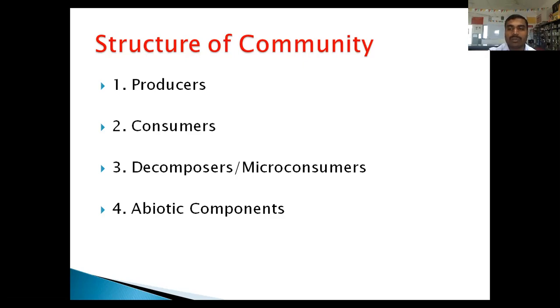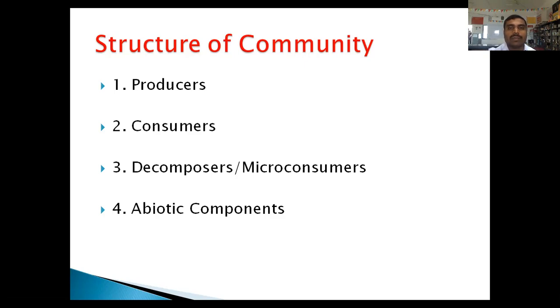They may be primary consumers, meaning they directly depend on plants. Then secondary consumers, they depend on primary consumers, or simply they are called carnivorous. And then top consumers or tertiary consumers, they are also called top carnivores, and we had seen their examples also. These are the consumers.